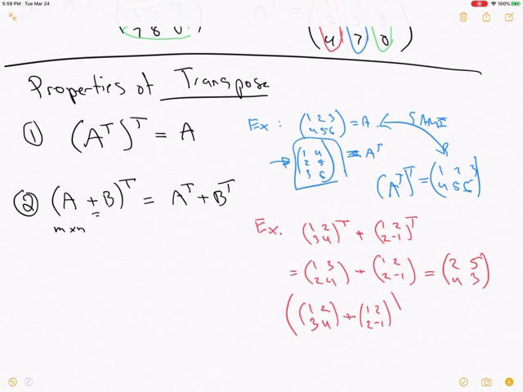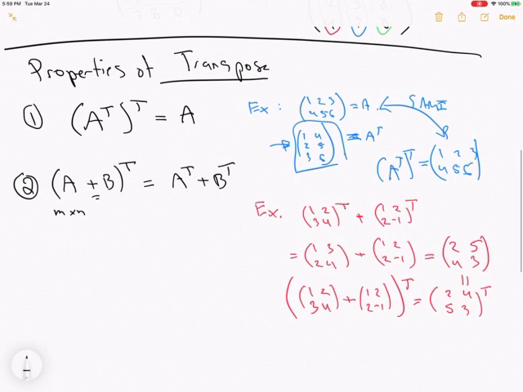So if you add them, you get a matrix, and then take the transpose. So if you first add them, then you get 2, 4, 5, 3, and then you take the transpose, and of course when you take the transpose, you see that you get the same thing. So it behaves well with respect to addition.